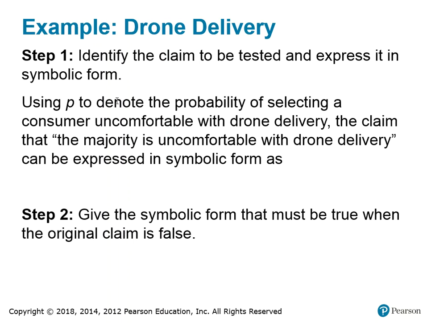We are going to use a P to do that. So our symbolic form we actually already wrote down. It was that p was greater than 0.5, going with the majority just being more than half. So that's what it was in symbolic form. And given the symbolic form, that must be true when the original claim is false. If p is greater than 0.5, the other option would be that p is less than or equal to 0.5.